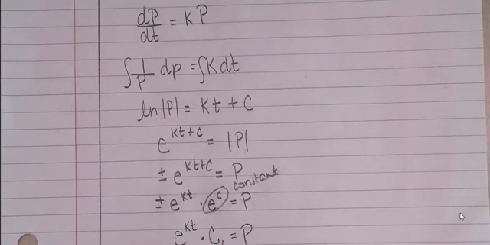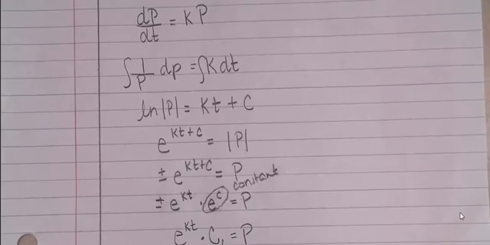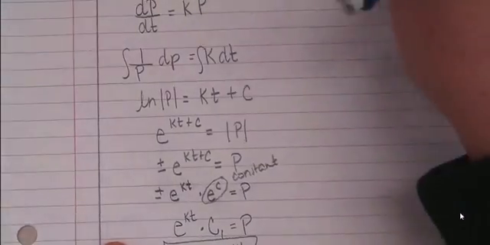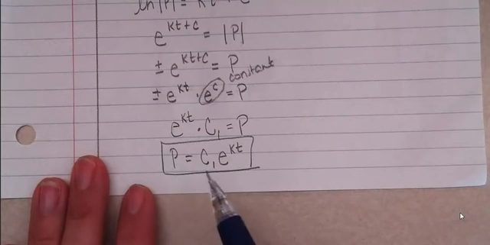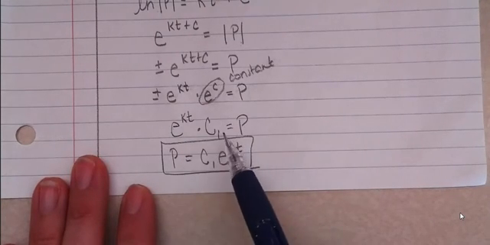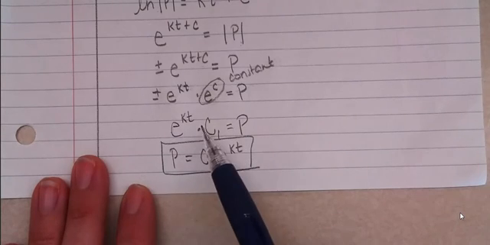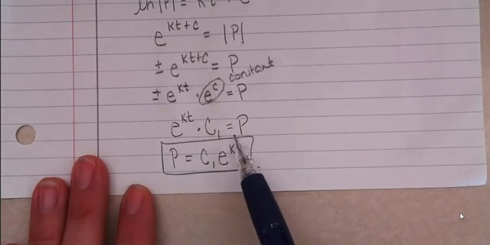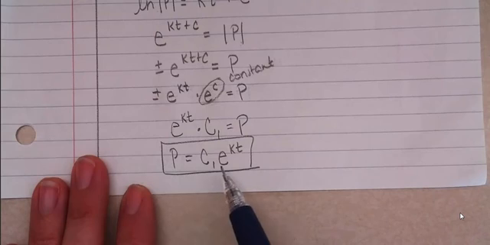Or a better way, in a way that we're used to seeing it, c sub 1 goes in the front. Oops, I'm off the screen, aren't I? There we go. Sorry about that. So I redefined e to the c as any constant, which could be positive or negative. And then this order we're not really used to seeing it in, so I just went ahead and rewrote it.